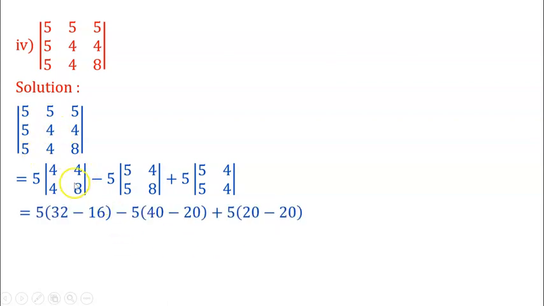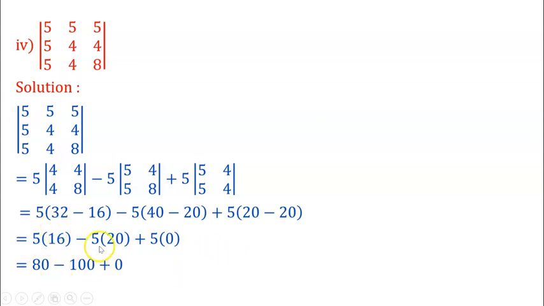Okay, and evaluate this. 5 into 4 into 8 is 32, 4 into 4 is 16, minus 5 into 8 is 40, minus 4 into 5 is 20, plus 5 into 4 is 20. Next 5 into 4 is 20 minus 20. Okay, and after simplification, 5 into 16 minus 5 into 20 plus 5 into 0, and then you will get here 80 minus 100 plus 0, and finally minus 20 is the value of this determinant.